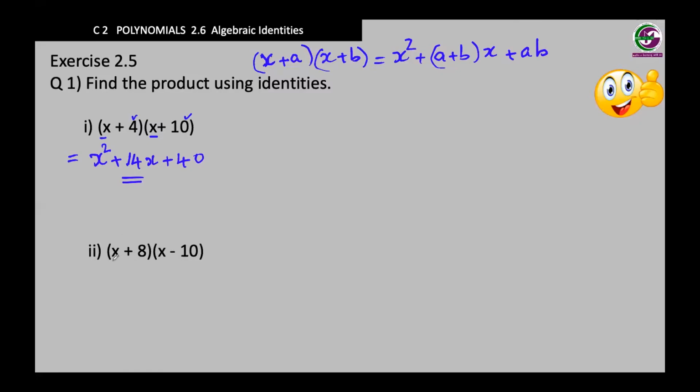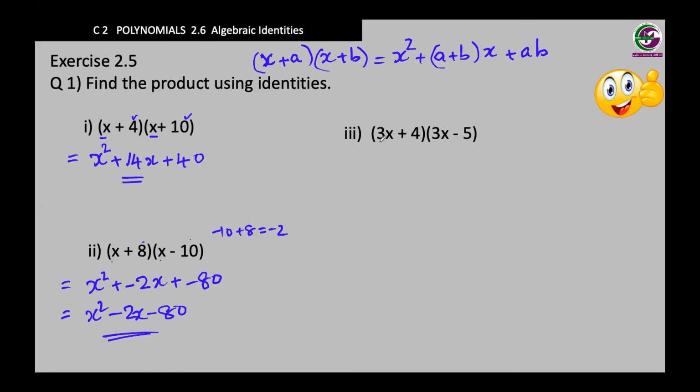Let's see the next example. Also, this is in the same form. First terms are the same, but last 2 terms are different. So a and b. So we can rewrite square of the first term. Now, plus, we take the sum of the second terms. So plus 8 minus 10, which will be negative 2x, because negative 10 plus 8 will give you negative 2. Negative 2 with x, plus product of the last 2 terms. So plus 8 times negative 10 is negative 80. We can rewrite x squared, plus and minus is minus, and minus 80. That's your answer.